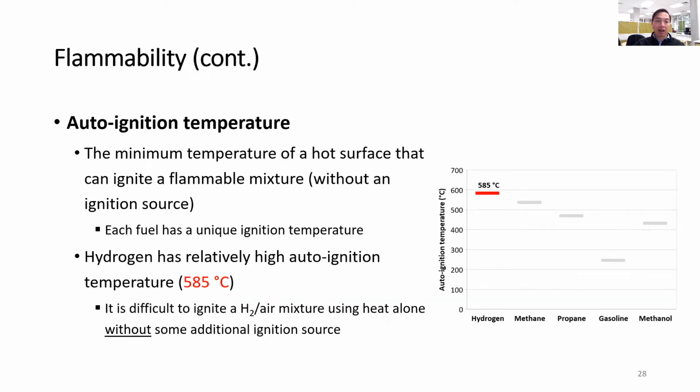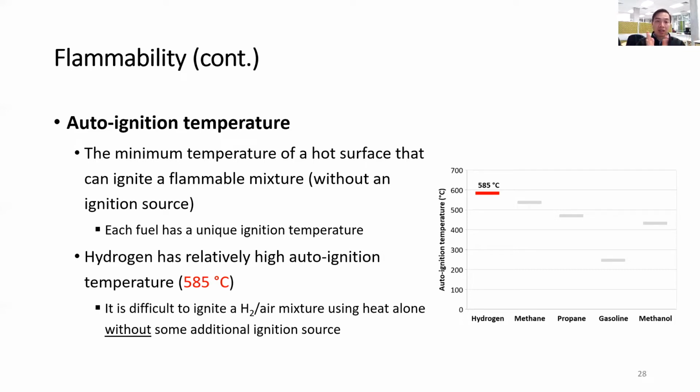Hydrogen has a very high auto ignition temperature, right? The auto ignition temperature is the minimum temperature. Say if you have a hot surface, then it is the minimum temperature of that hot surface that can ignite a flammable mixture that is in contact with it. And now we're barring off the ignition source here, because we'll talk about it later, but without the ignition source and just having a hot surface, the temperature of that surface has to reach 585 degrees C to be able to ignite this flammable mixture of hydrogen that is in contact.